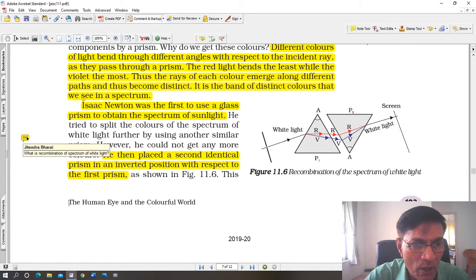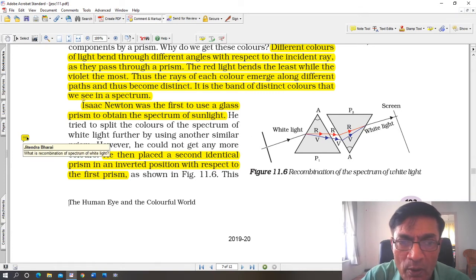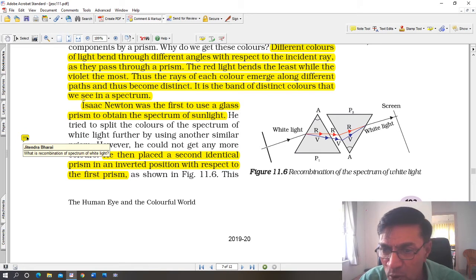A question I put out here is, what is recombination of the spectrum of white light? When this question is asked, you should be able to answer with the help of the diagram. Always look at the number of marks for the question. If more marks, you will have to write better, longer answers, and if possible with the diagram also.